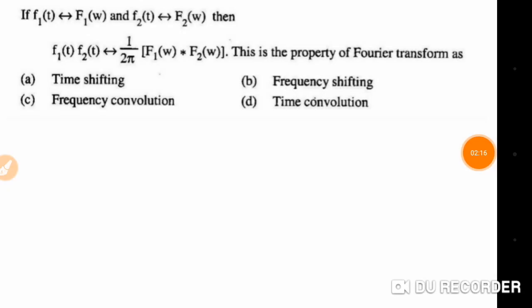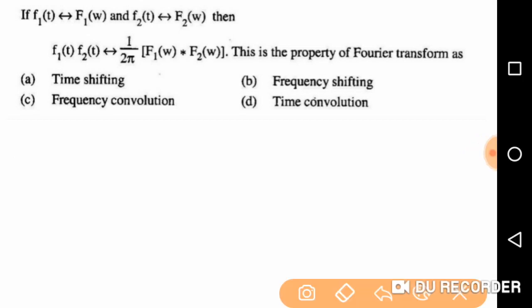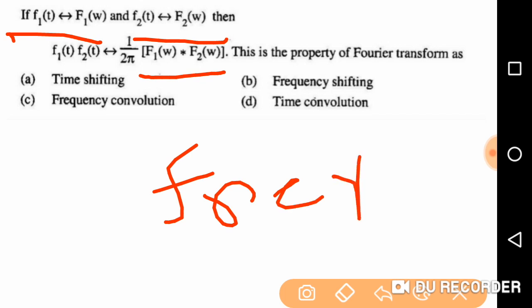This problem says that the Fourier transform of f1(t) is equal to F1(omega), and the Fourier transform of f2(t) is equal to F2(omega). Now a relation is given here. Look at this. Here the four options are: this is time shifting, frequency convolution, or time convolution. Look at this convolution part. This is the convolution between two Fourier transform signals. So convolution in frequency domain. So this will obviously be frequency convolution. So option C is the correct answer here.